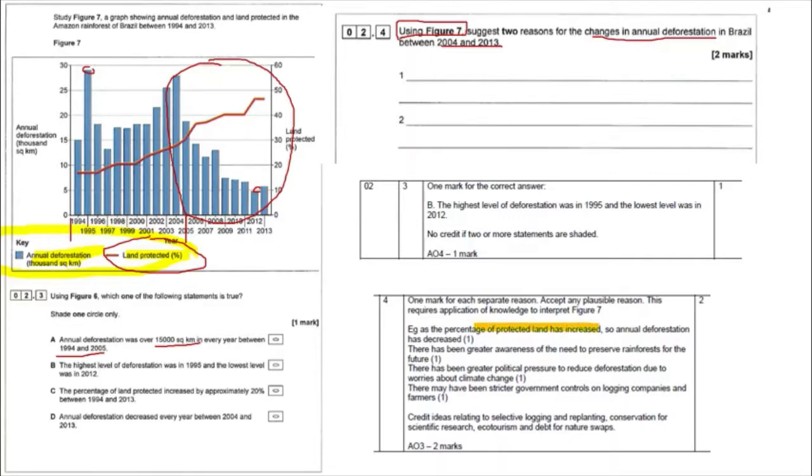So the percentage of protected area has increased, so deforestation has decreased. Makes sense? Well, why is that the case? Well, people are more aware to protect the forest. Or there's been greater political pressure to reduce deforestation because of climate change. Or maybe there's been stricter government controls to stop people doing it. Or maybe the price of wood has gone down. Anything that you can justify to explain why that deforestation has decreased will get you the mark. But you really have to have that land protected, it's staring you in the face. You've got to make sure you've included that.